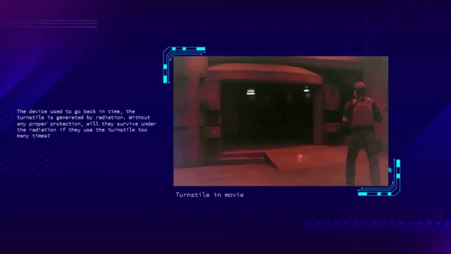Thanks, Wilson. My name is Selma, and today I'm gonna talk about DNA damage. The device that is used to go back in time, the turnstile, is generated by radiation. Without any proper protection, will they survive under the radiation if they use the turnstile too many times?